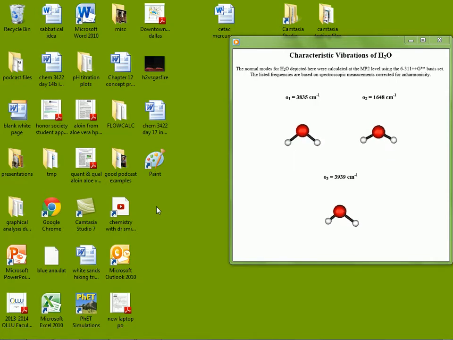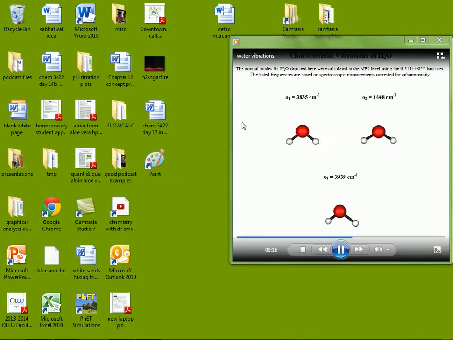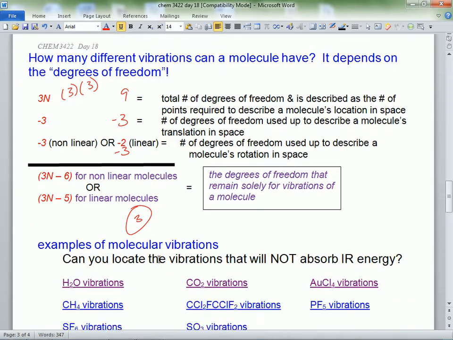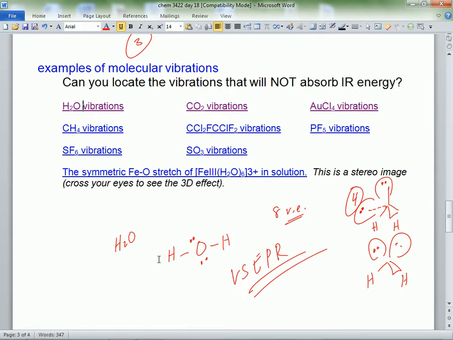It's like a little guy exercising. So let's get one with more here. What we want to do is take a look at these vibrations and see if we can find ones that will not absorb IR energy. Now I know there's one in CO2, if I remember right.